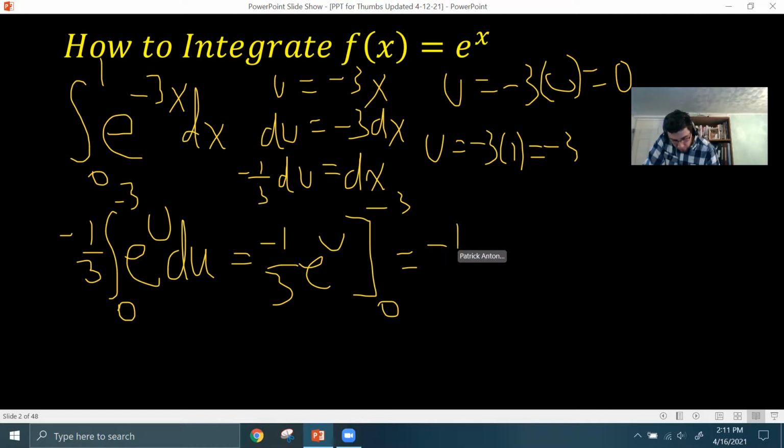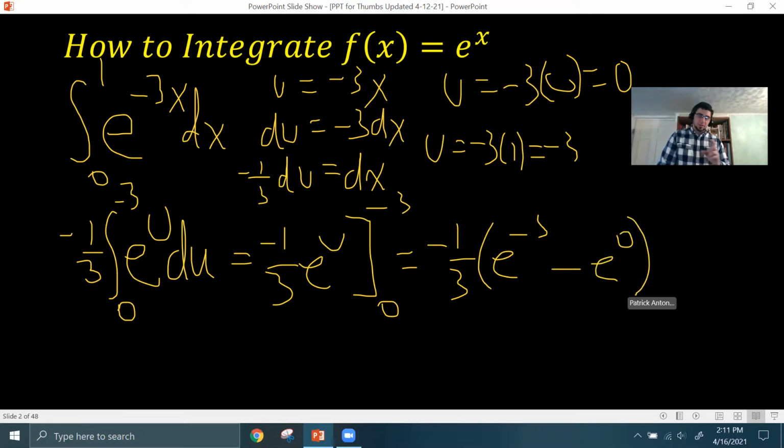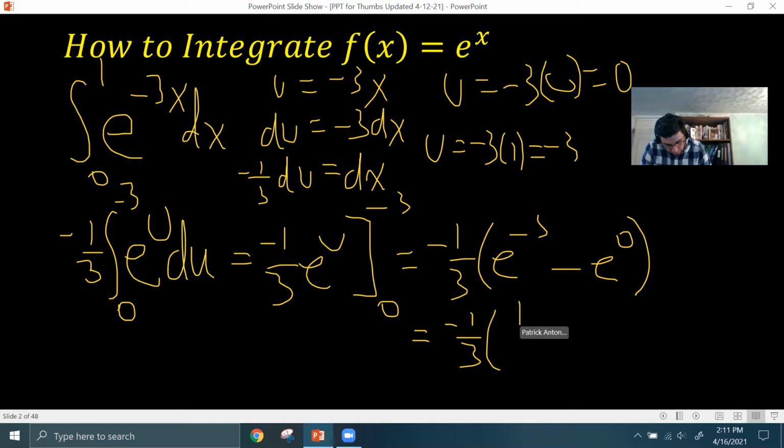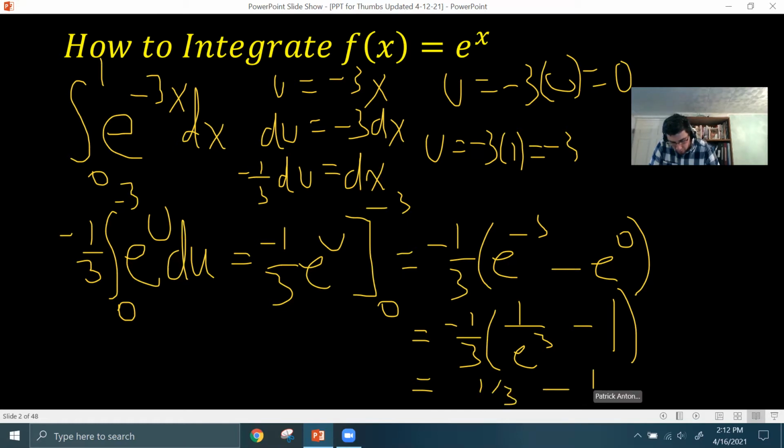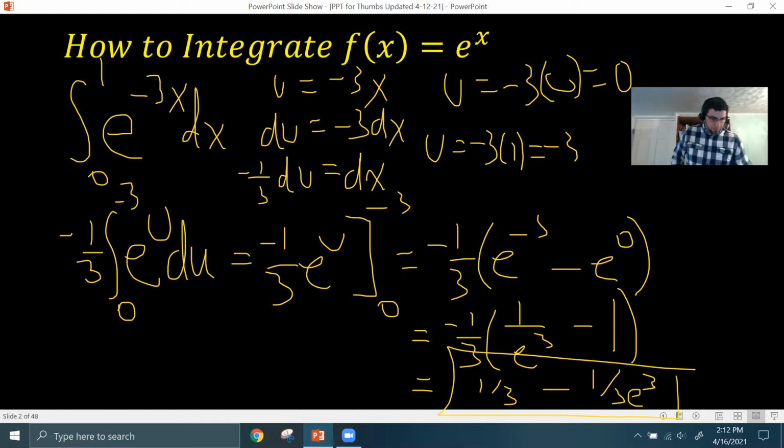Okay, so -1/3 times e to the -3 minus e to the 0. Since both of them would have a -1/3, I just left it factored out. We could clean this up a little bit. You have -1/3 times 1 over e cubed minus 1. And if I distribute the 1/3 through, it's going to change the sign so I can reverse things. So I would have 1/3 minus 1 over 3e cubed. And that is our final solution. You can bust that into the calculator and get the decimal answer if you want, it's 0.3167, just so you know.